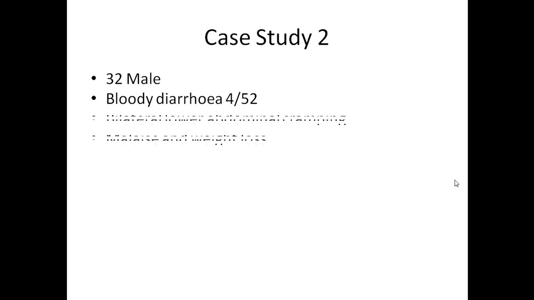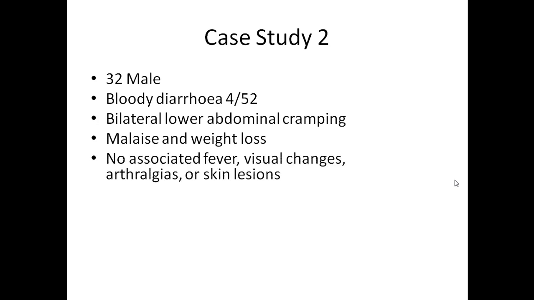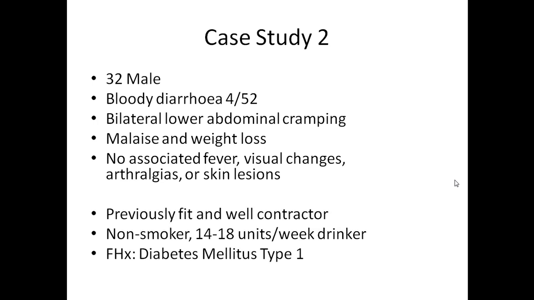Let's have a look at another case. We are presented with a 32-year-old male who's complaining of 4 weeks of bloody diarrhea. He also has bilateral lower abdominal cramping and has signs of malaise and weight loss. There's no associated fever, visual changes, arthralgias, or skin lesions. He's previously fit and well and is a non-smoker but drinks 14 to 18 units a week. And he's got a family history of diabetes mellitus type 1. What do you think is the differential diagnosis in this case?